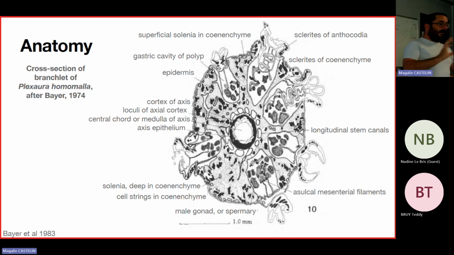So, for example, it can be made of sclerites. It can not have sclerites, be made just of gorgonin, etc. So the composition of the axis here differs depending on the group. And it's after lunch, so I'm not going to go over all these terms, but if you want to talk about it, let me know.